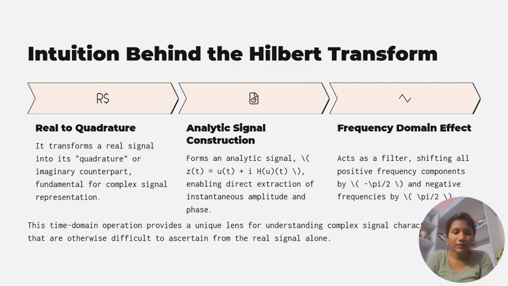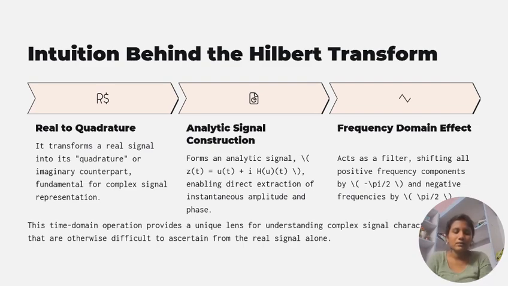Frequency domain effect: it acts as a filter, shifting all positive frequency components by minus pi by 2 and negative frequency components by plus pi by 2. This time domain operation provides a unique lens for understanding complex signal characteristics that are otherwise difficult to ascertain from the real signal alone. Here are the differences between the Hilbert transform and the Fourier transform.